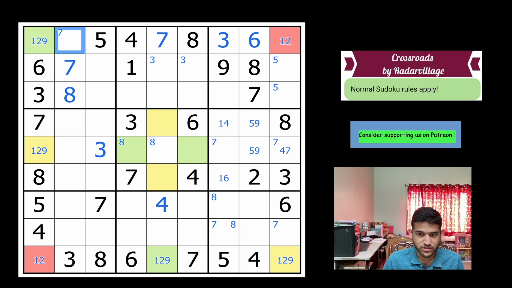And now this is going to be a 1, 2 or a 9, and it is going to take yellow. Okay, so 4 is now made as a pointing pair. And that gives a 4 in here. So what can we do further?